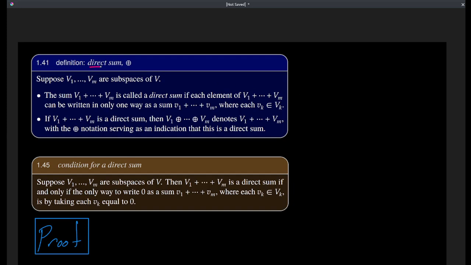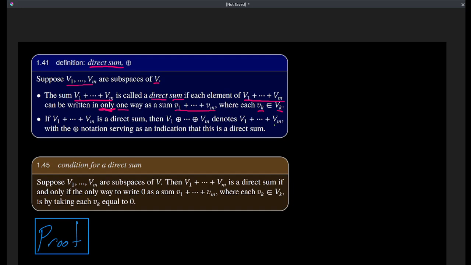So the direct sum is a type of sum. It is a particular case of the sum that we just defined, and it is a distinguished case. If V1 through Vm are all subspaces of a vector space V, then the sum of V1 through Vm we'll say is a direct sum if each element of this space can be written in one and only one way as a sum of elements from each corresponding subspace.